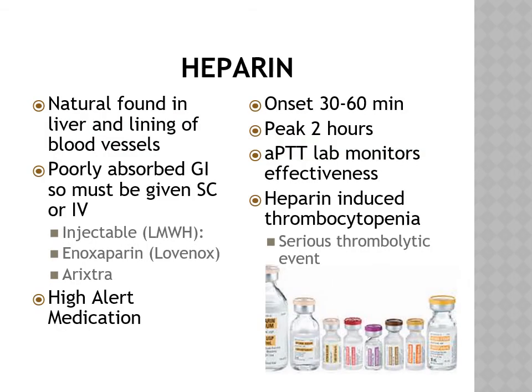And heparin is something that is naturally found inside of our body in the liver and in the lining of the blood vessels, but it can be administered through medication form. So this medication is poorly absorbed through the GI tract and must be given subcutaneously or in the fatty tissues or intravenously, IV route. So the injectable would be the low molecular weight heparin, such as Lovenox or Arixtra. Lovenox would probably be the more common of the two.